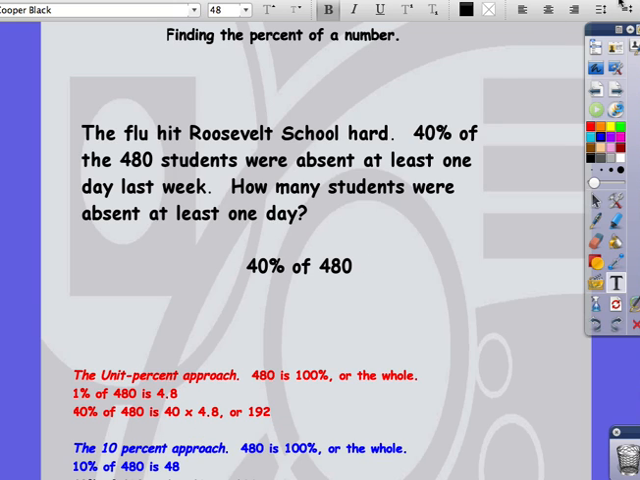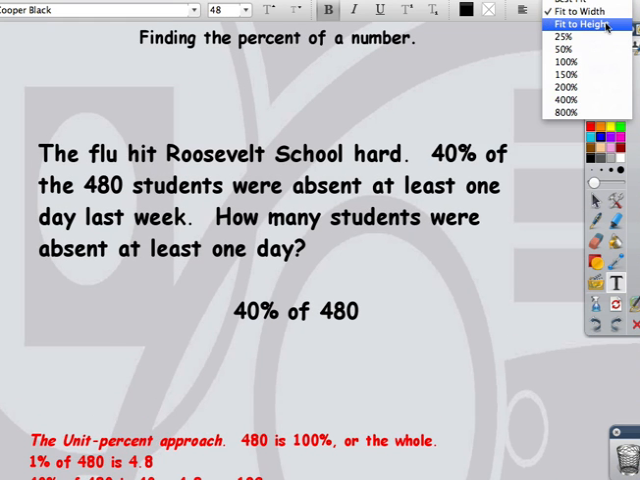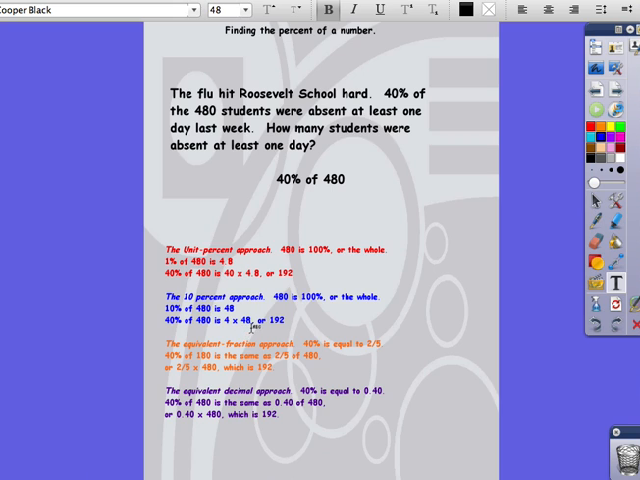The next one is the 10% approach, where 480 is equal to 100%, or that whole thing once again. 10% of 480 is 48. And since 48 is 10% and we need to get to 40%, we just need to multiply it by, how do we go from 10 to 40? We multiply it by 4. So we have to take 48 times 4 to get 192.